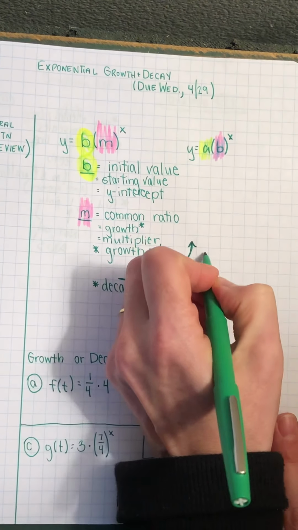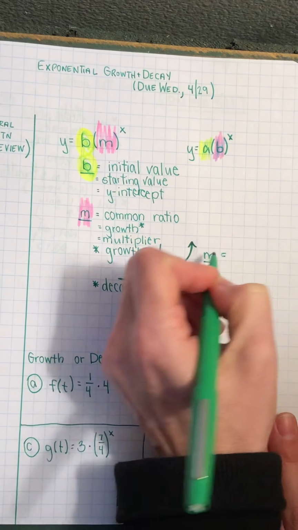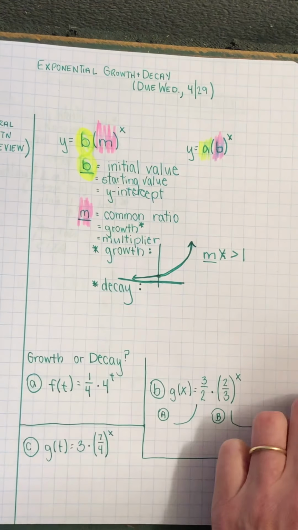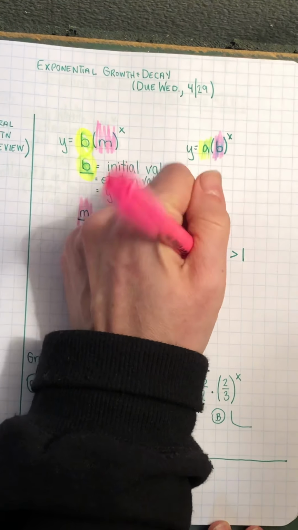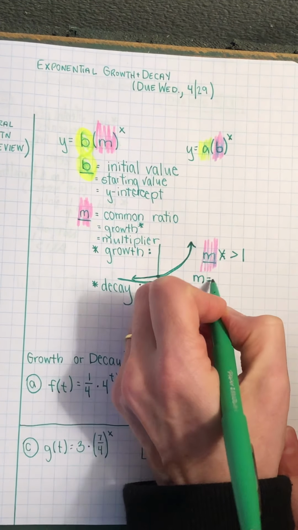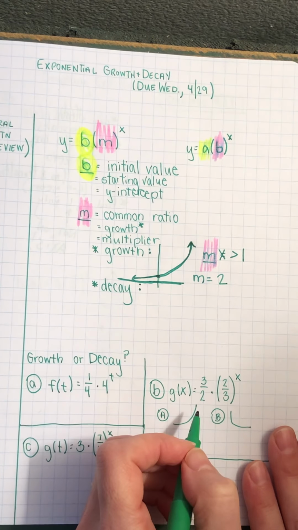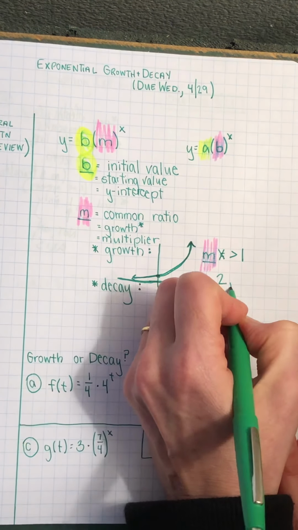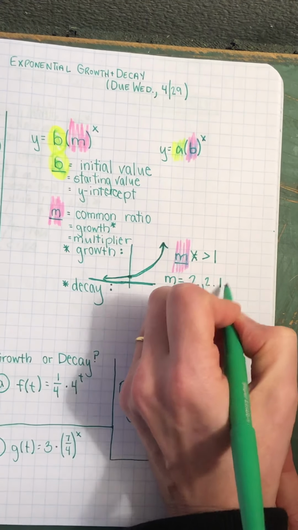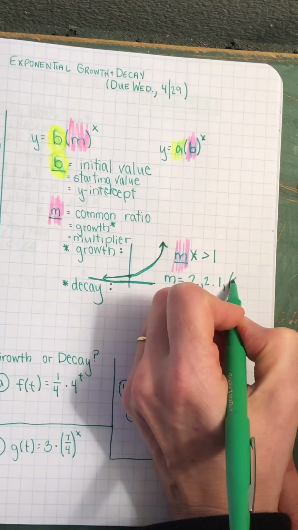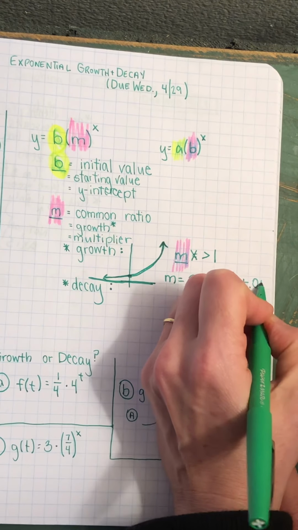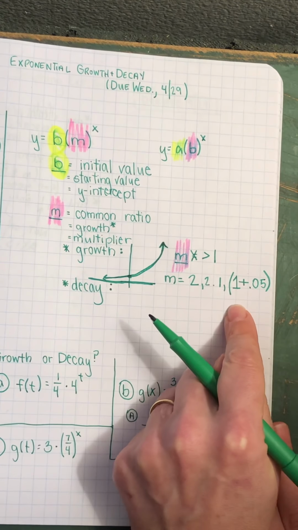So for this one, m, the multiplier, is greater than 1, okay? So again, whatever m is, it's greater than 1. So m could equal 2, and then the equation would double. It could equal 2.1. If we did a percentage growth, we would always see that plus, and then maybe it would grow by 5%, and that's the 5%.